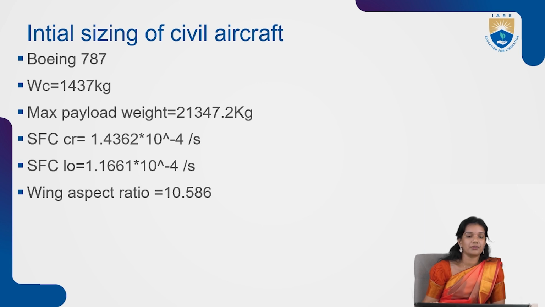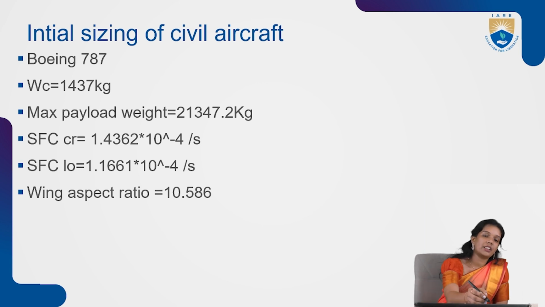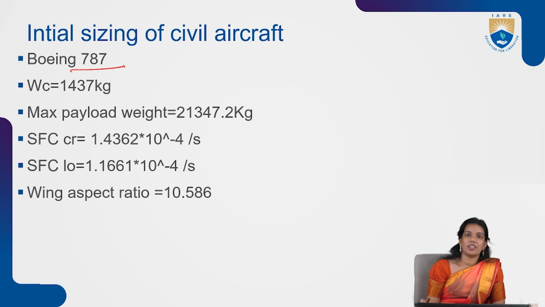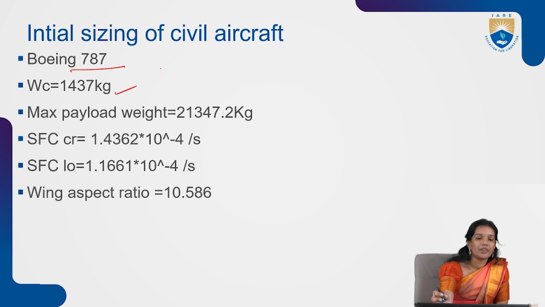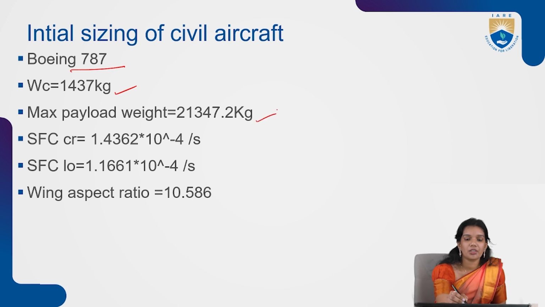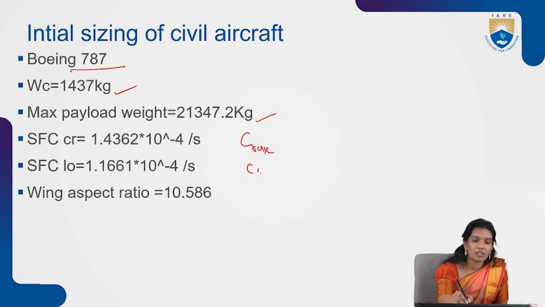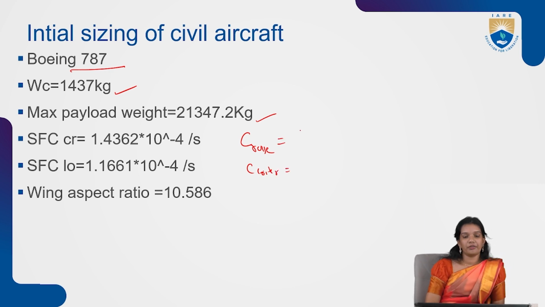So, initial sizing of a civil aircraft. It is going to be a Boeing 787. A Boeing 787 aircraft has been considered. For that, a crew weight is given as 1437 kg, and the maximum payload weight expected is going to be 21347.2 kg, right? The specific fuel consumptions are already mentioned here. We are not going to go and check the table and calculate. So C for cruise is given, C for loiter is also given, and the wing aspect ratio is given, which is 10.586.